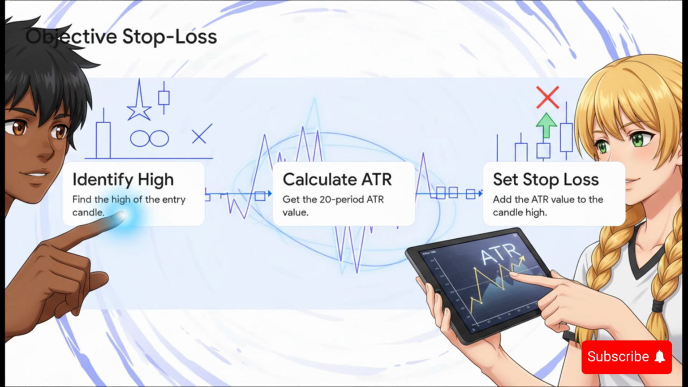Let's walk through the exact mathematical procedure for placing a truly objective stop loss. Let's say you want to enter a false break trade. Maybe you spot a bearish shooting star candlestick, blatantly rejecting resistance during a double top formation.